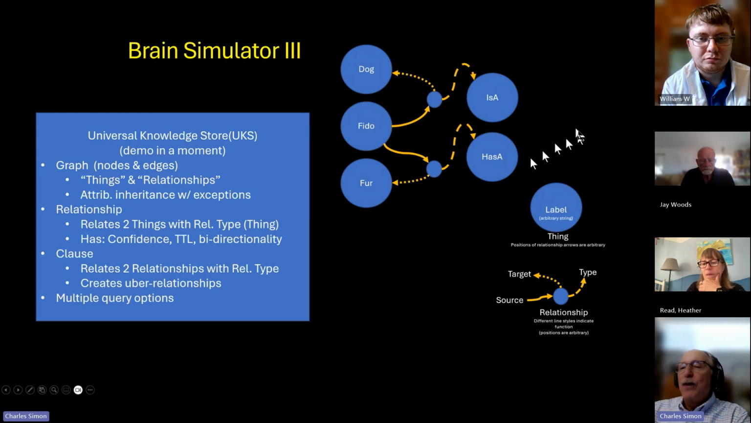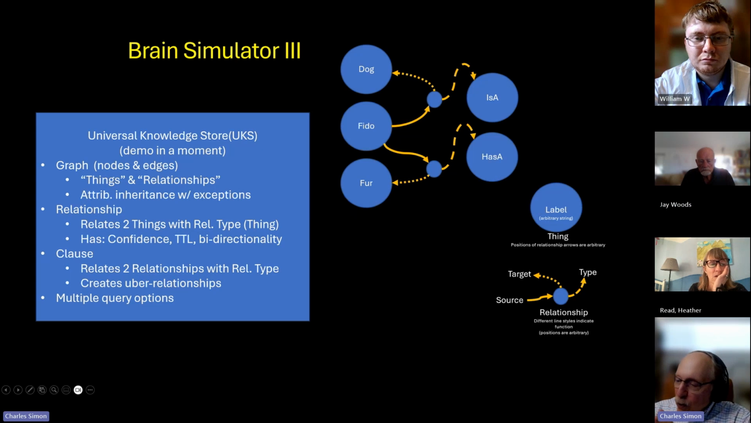So the graph looks something like this, pictorially, where we say Fido is a dog, where the relationship relates a source, a relationship type, and a target. So this is a relationship of Fido is a dog, and this is a relationship of Fido has fur. For nomenclature, a relationship connects two things, the source and the target, but it has a type, and the type is also a thing. So a relationship connects three things in a more general way of looking at it.